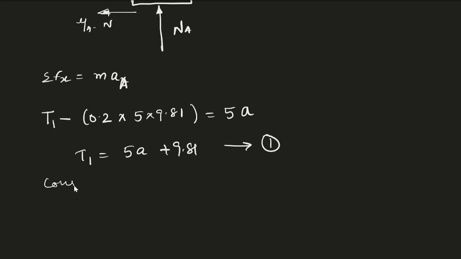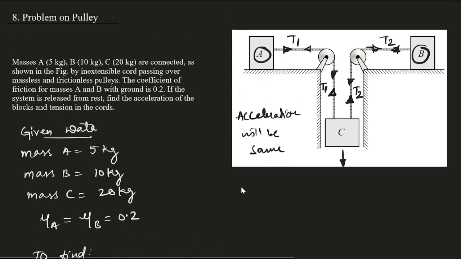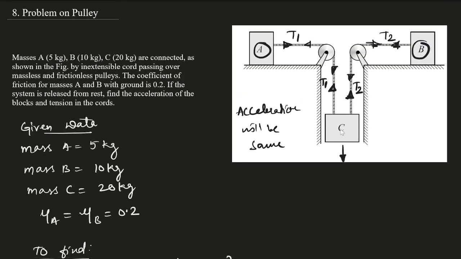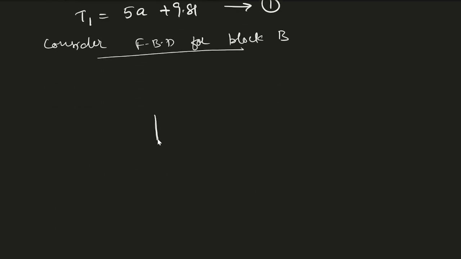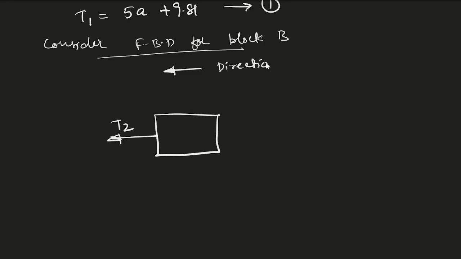Now consider the FBD for block B. Here also we can see block B is resting on the horizontal surface, but here the tension is T2. So we'll draw the diagram. Block B: the tension will be in this direction, T2, and the direction of motion of the block is also from right to left.